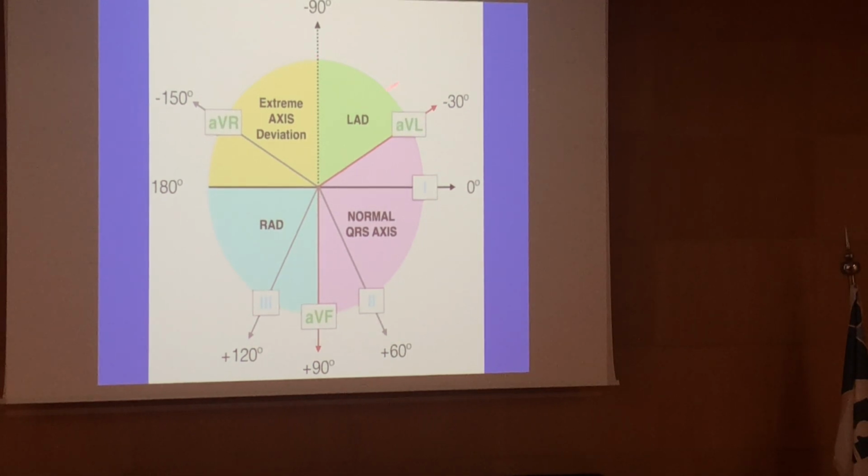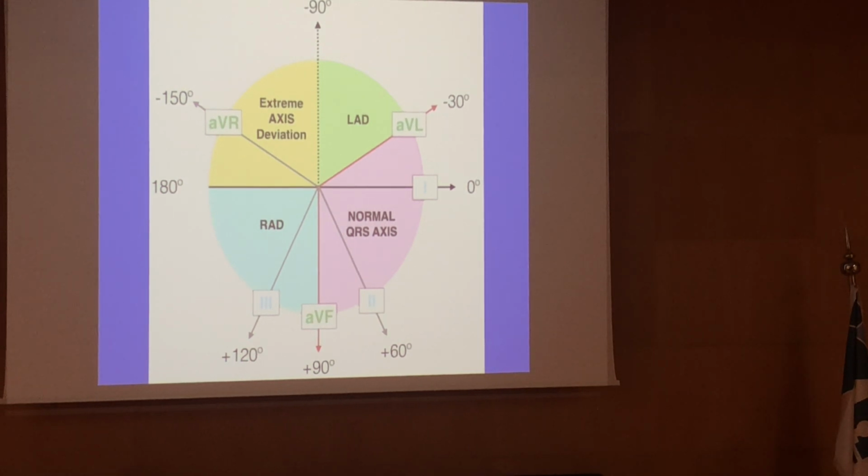If the axis is here on the left side, will lead 1 be positive or negative? This is the positive side, so it is positive, right? AVF, positive or negative? Remember, this is the positive and this is the negative part, so negative. So they are moving away from each other. So if I see a QRS complex positive in lead 1 and negative in AVF, I think, okay, let's take left axis deviation.